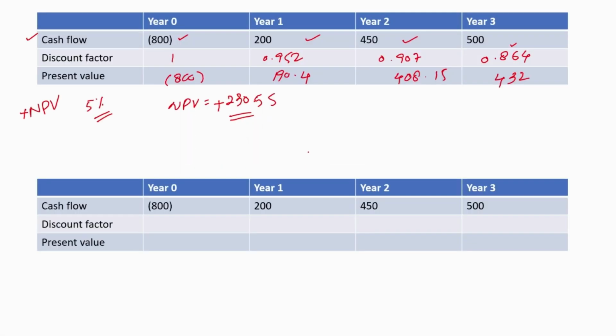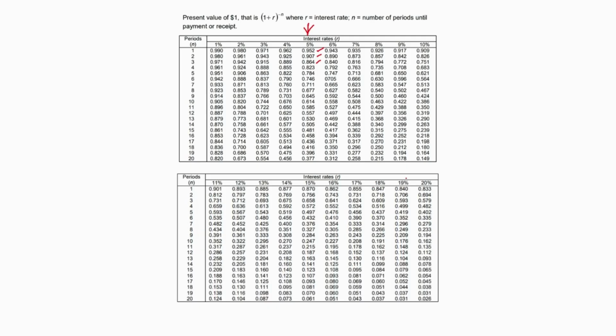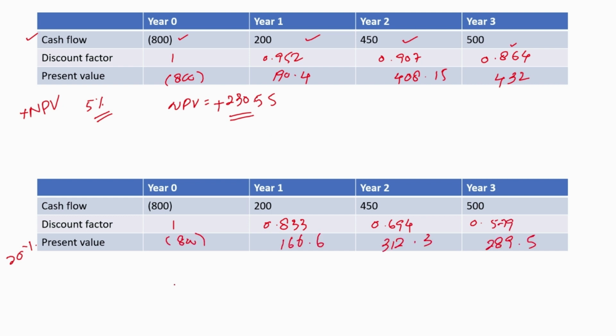Now what we have to do is we have to assign the 20% cost of capital for the same cash flows and see if the net present value is negative or not. So the discount factor is 1. Here is the 20%. So these are the discount factors. So the NPV for 20% cost of capital is negative value, minus 37.6. So now we have found a negative NPV value and a respective cost of capital.